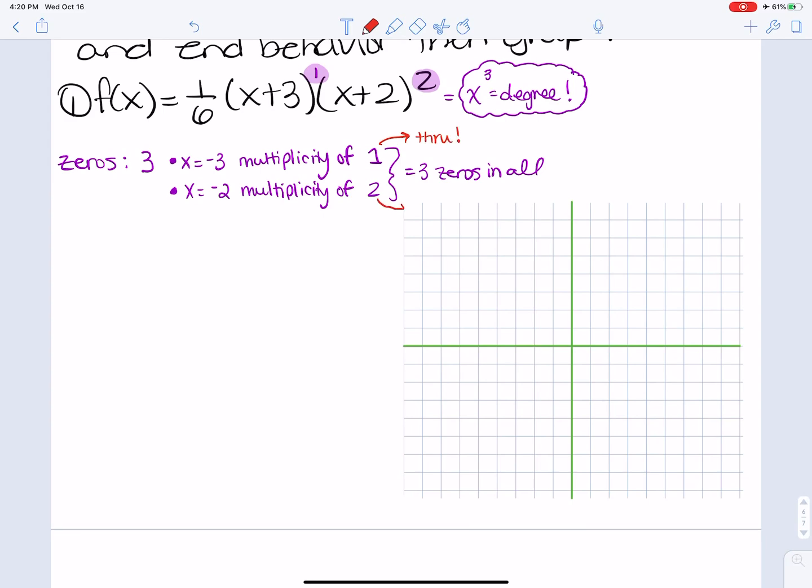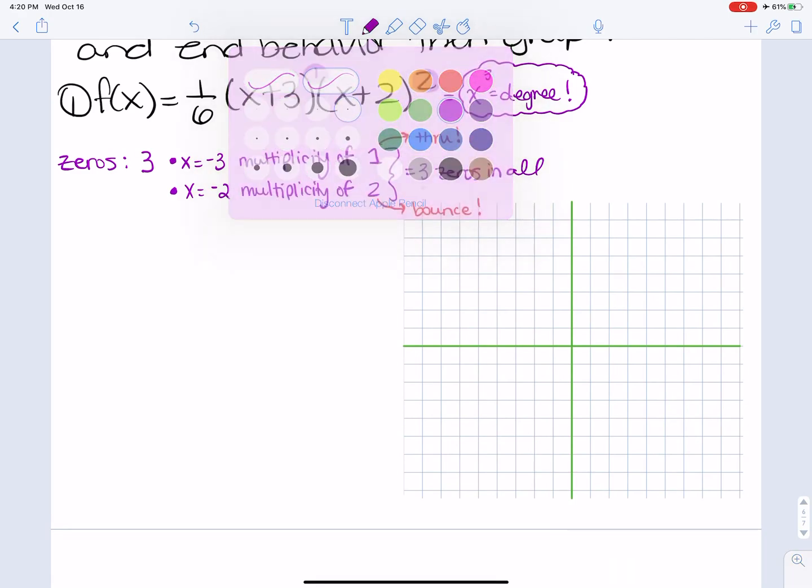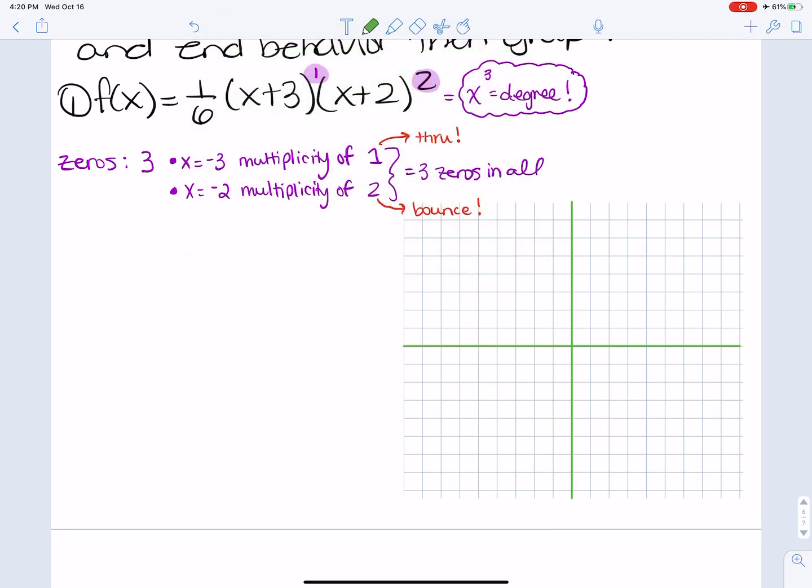And since this is even, this is going to bounce. And that'll help us create the shape of our function. All right, next, let's do the extrema. Extrema wasn't one of the steps, but I like to do extrema just so I can know what kind of picture I'm looking for in terms of the maximums and minimums. So since our extrema is 1 less than the degree, we should have two extrema.